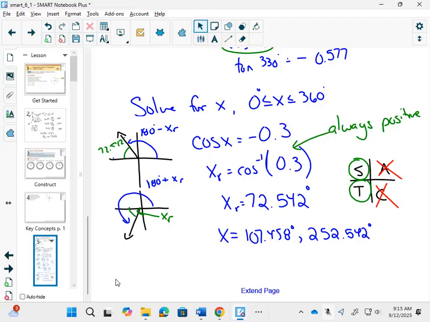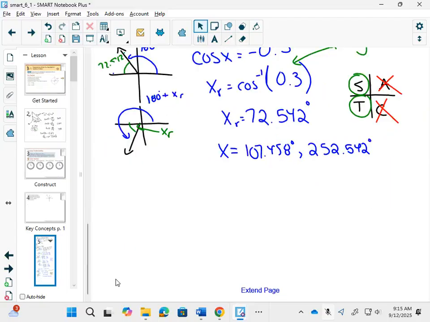Okay, so those are our reference angles. And definition number 3 that we're learning today.